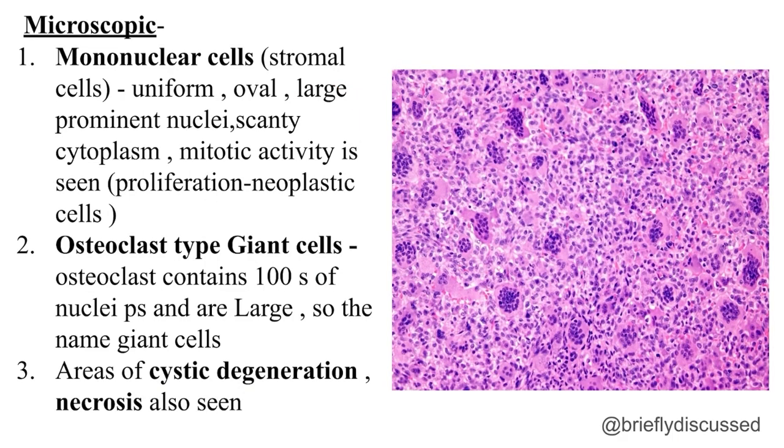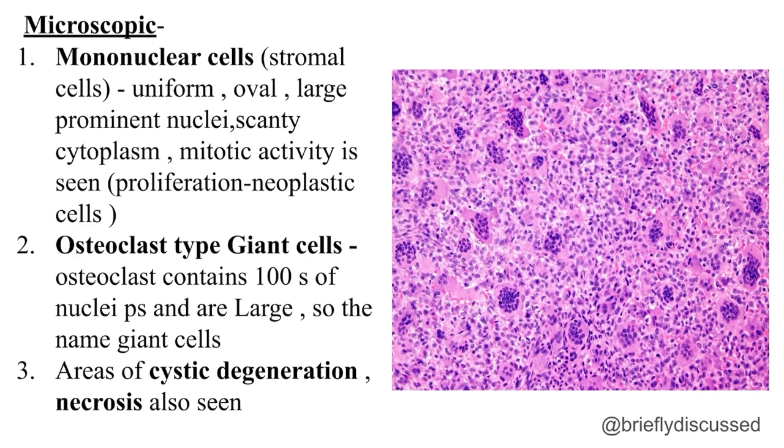Now let us see the microscopic findings. As we have said, the kids of Shrek and Fiona, their names are mononuclear cells and osteoclast giant cells, right? The mononuclear cells are uniform, oval, large, with prominent nuclei, scanty cytoplasm, and mitotic activity is very high. Why? Because these are the neoplastic cells.